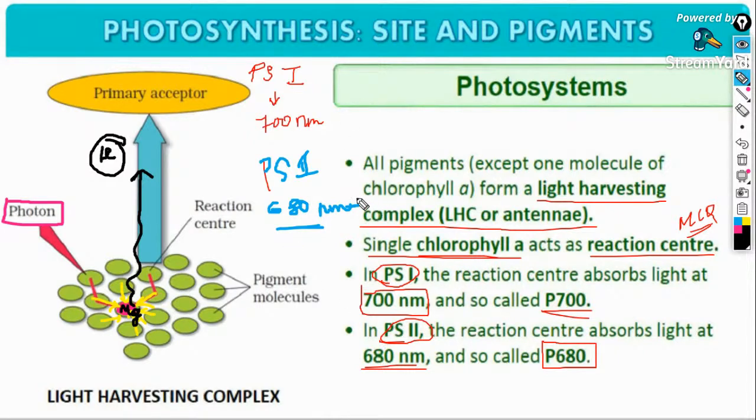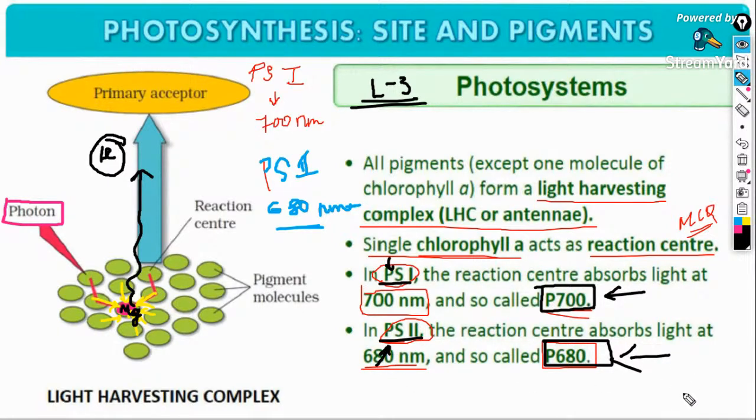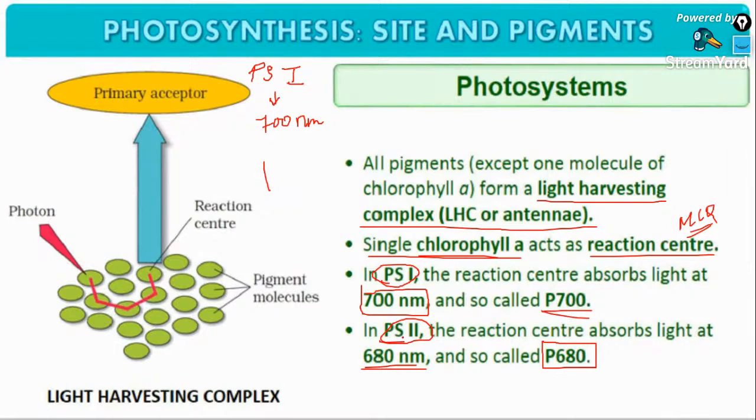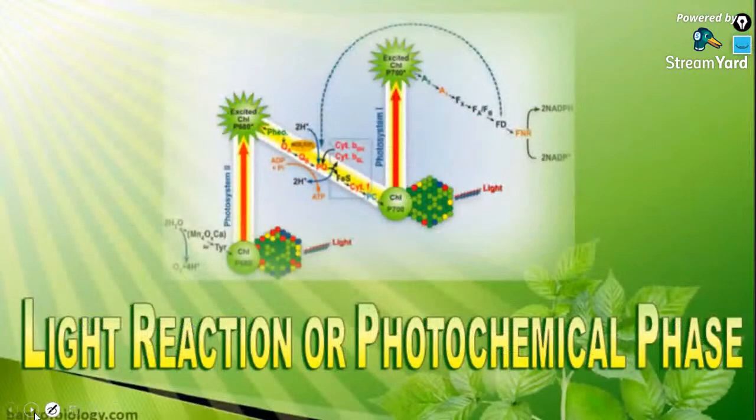So guys, in the next class, lecture number 3, when we are discussing the light reaction and the dark reaction, I'll be telling only PS1, PS2. I will ask you what is the wavelength of light that they absorb. You have to reply P700 and P680. Photopigment system 1 absorbs light of wavelength 700 and photopigment system 2 absorbs light of wavelength 680. Clear? In the next class, we will be studying about the light reaction of the photochemical phase. So let's move on to the quiz time.